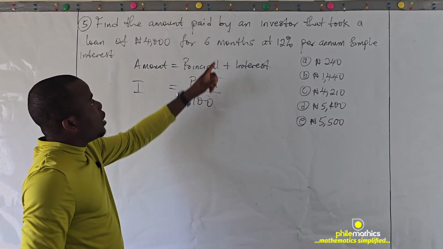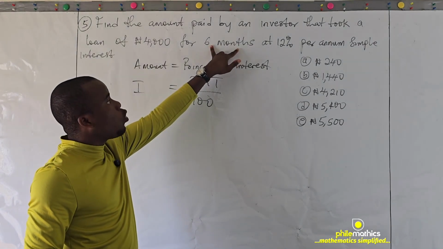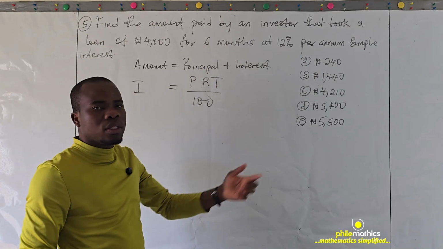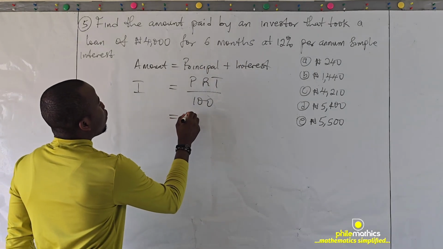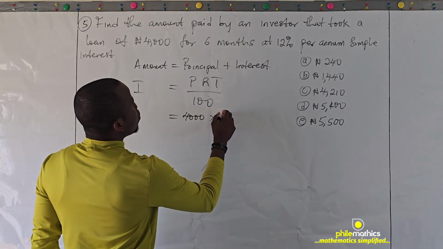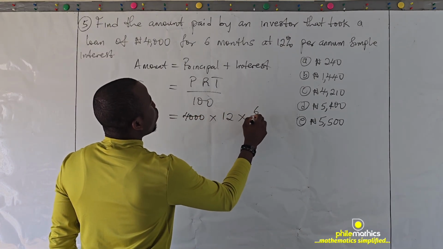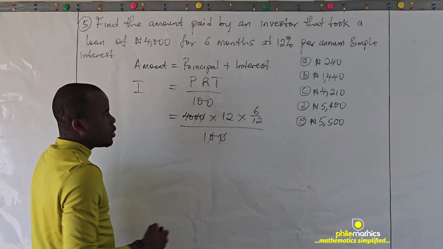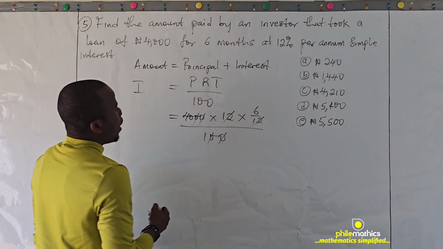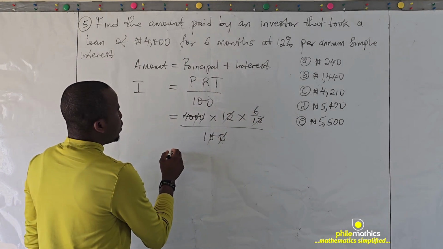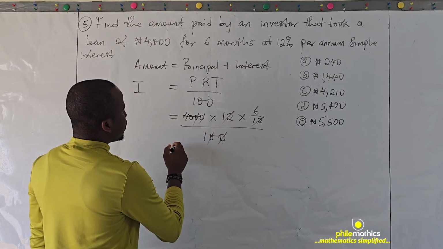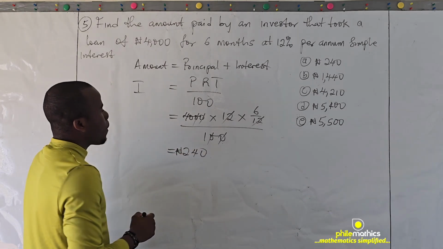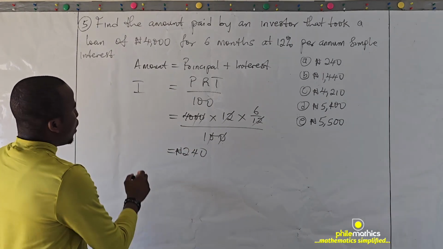Notice that the time is given in months. So we have to convert these months to years by dividing by 12 because there are 12 months in a year. So principal is 4,000, rate is 12, and time is 6 over 12, everything over 100. This 12 can cancel this 12, and 40 times 6 is 240 naira.